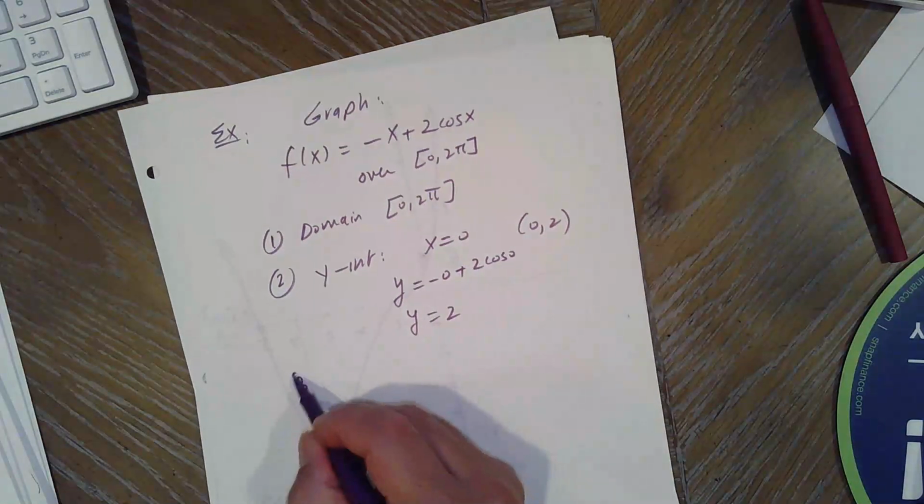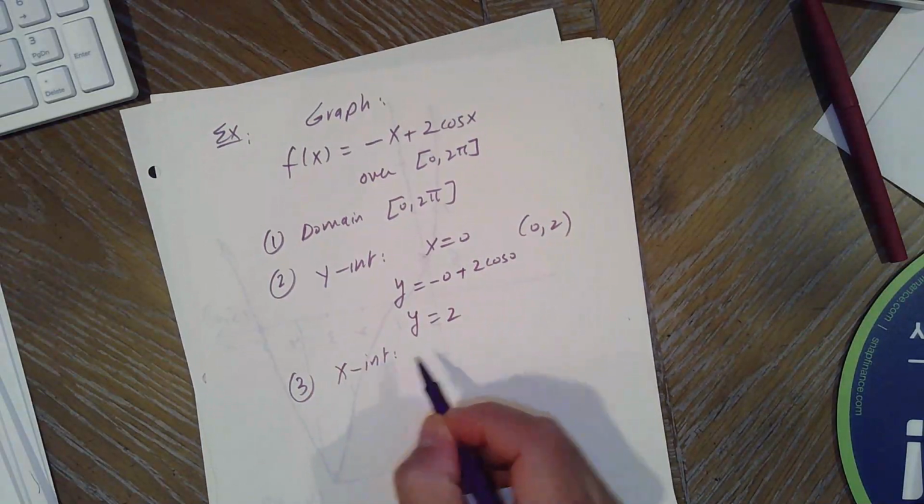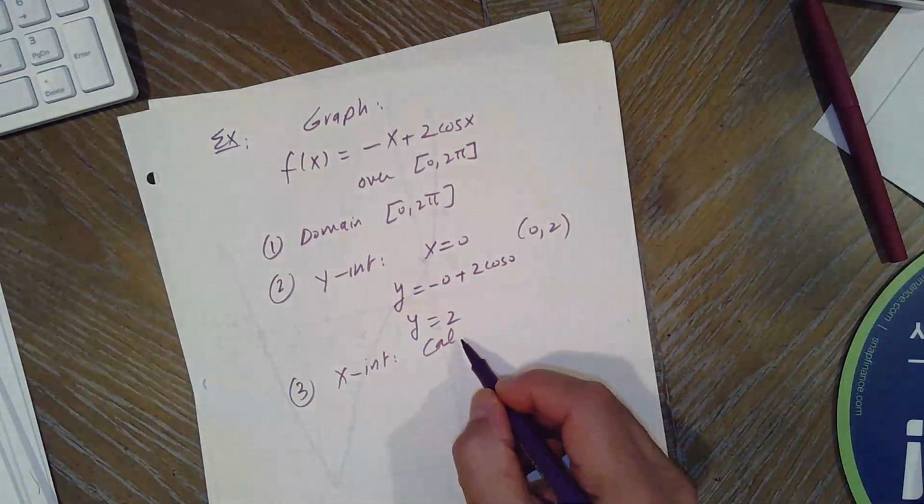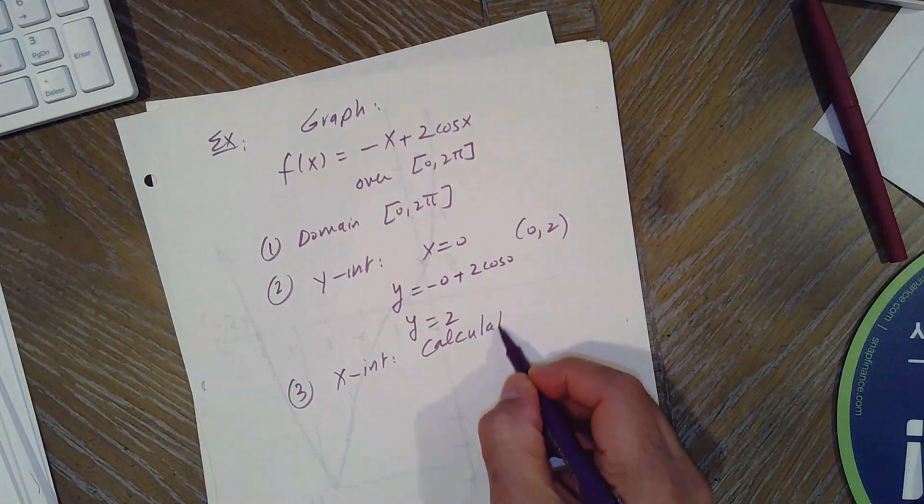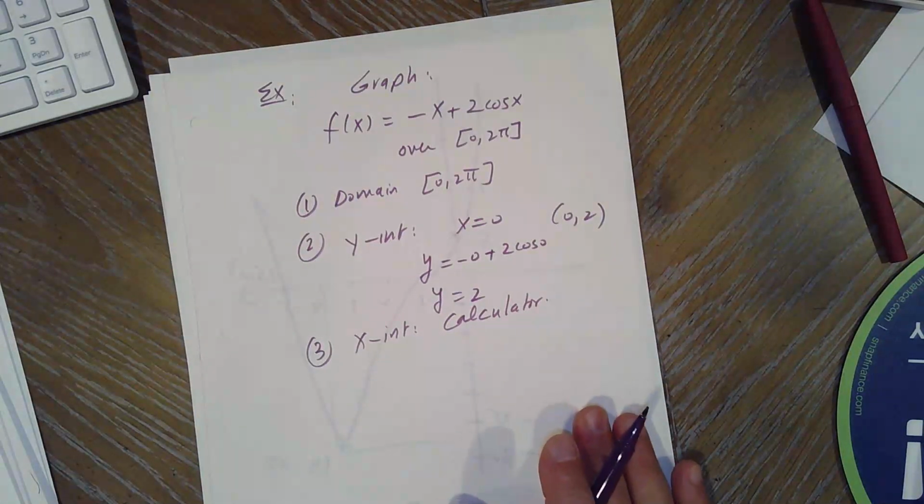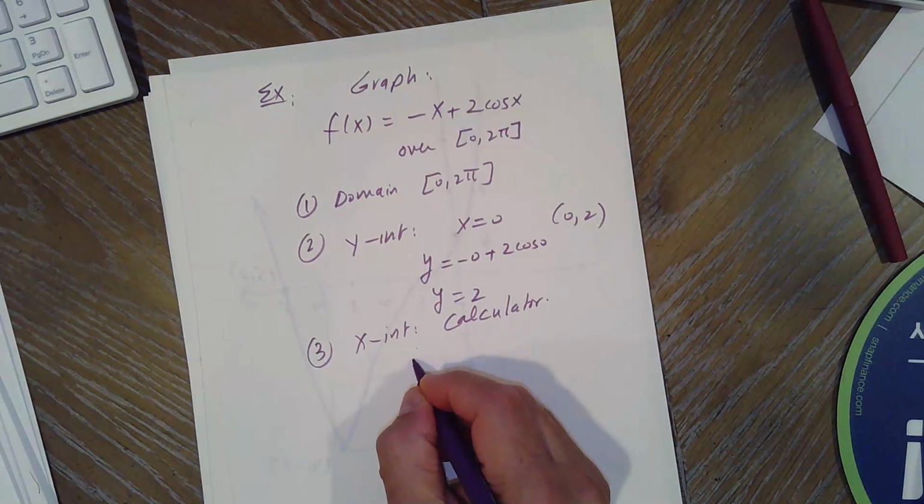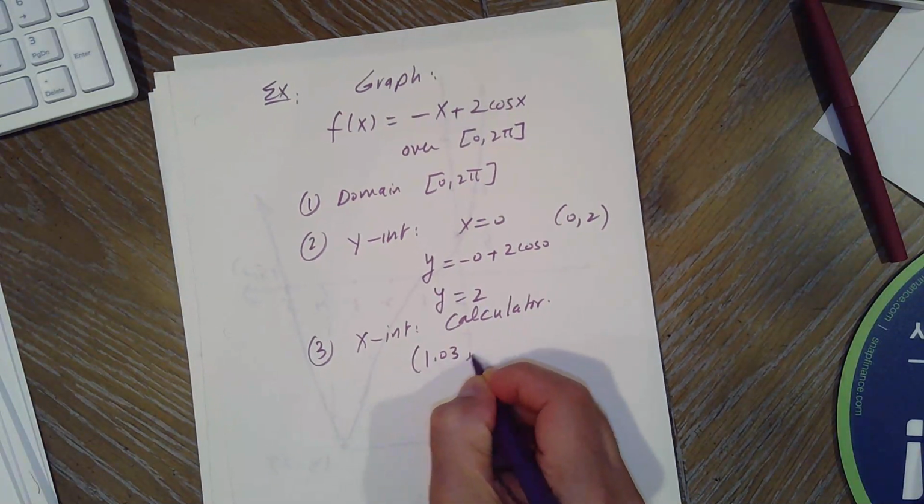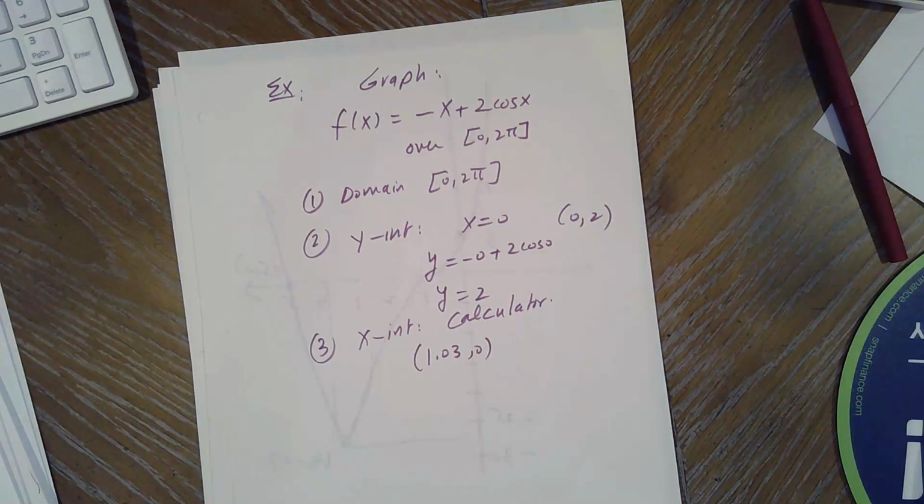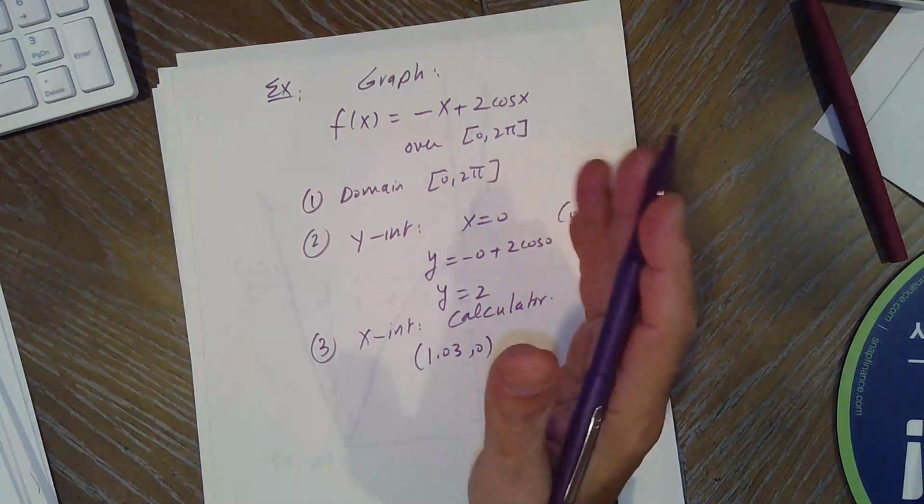The x-intercept, you're going to have to do it with the calculator, because it's not easy to do without a calculator. I'll show you when we graph it. It comes out to be 1.03, roughly. All right, so that's it. So there are no asymptotes.